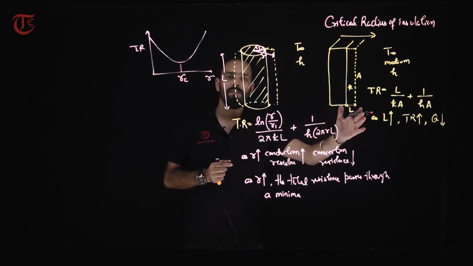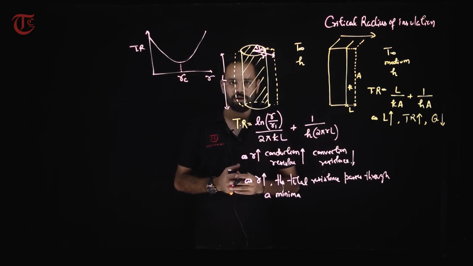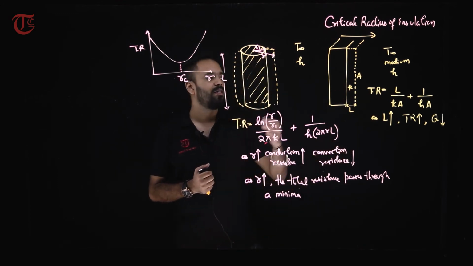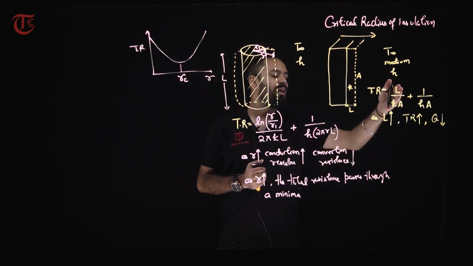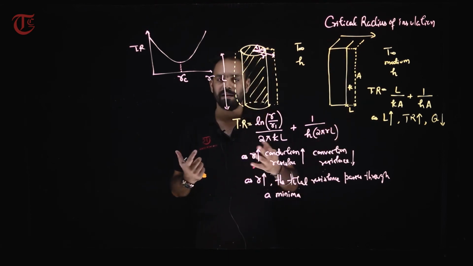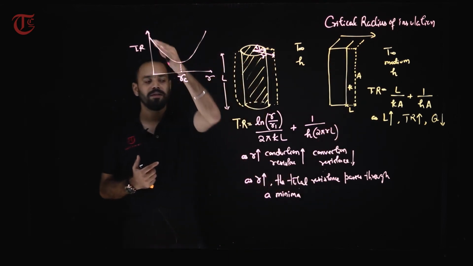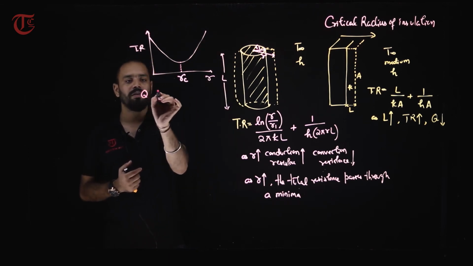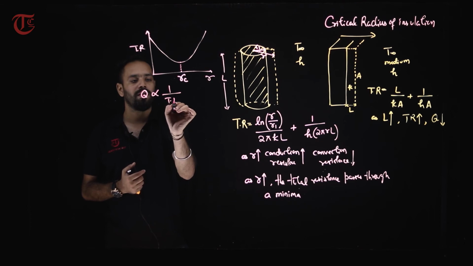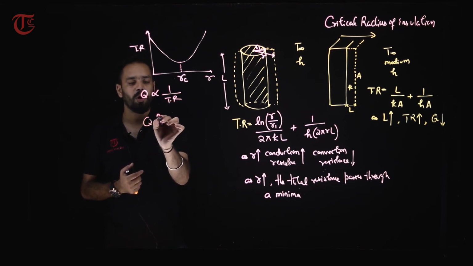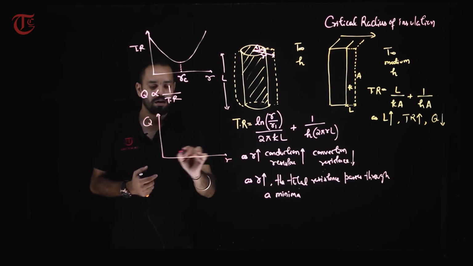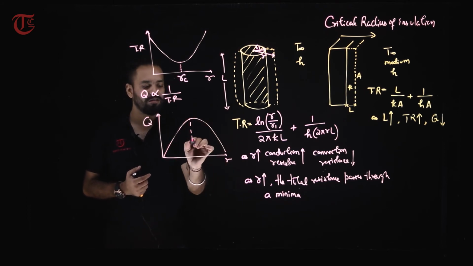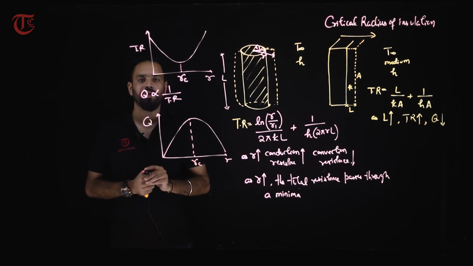In the case of a solid slab, we cannot define critical radius of insulation. Why? Because here the resistance is not changing its nature. It is just, you see, as L increases, the total resistance is just increasing, while here the resistance is first decreasing and then increasing. We know that the heat loss is inversely proportional to the total resistance, and therefore, if you make a plot of Q versus R, the heat first increases and then decreases. So, this is called the critical radius of insulation, right?